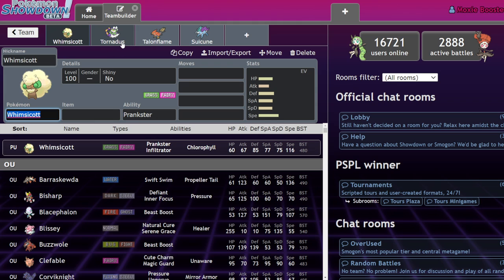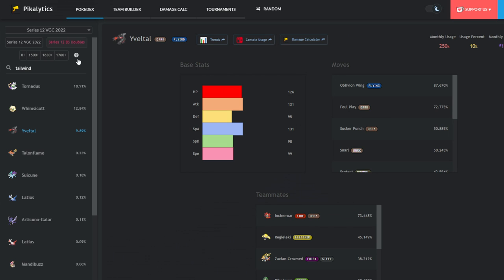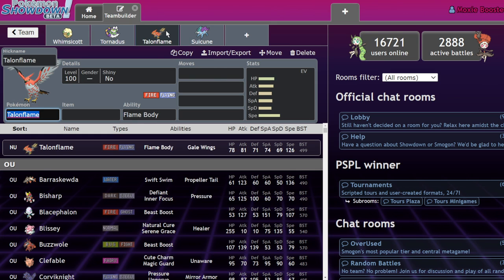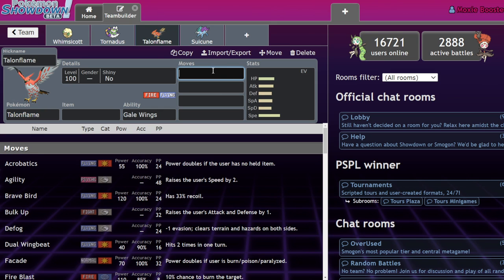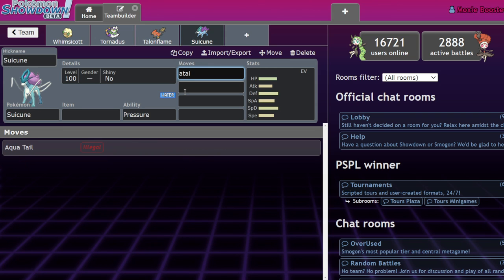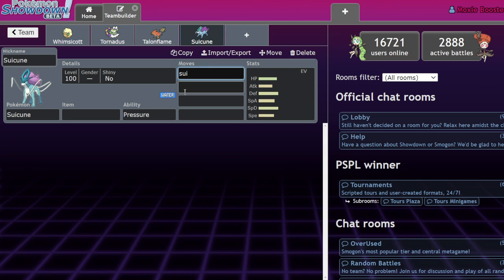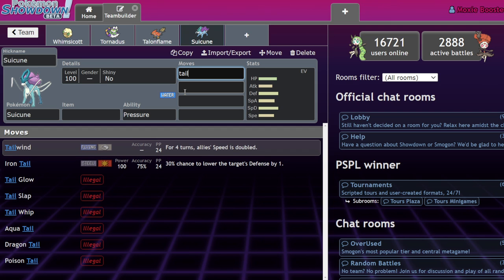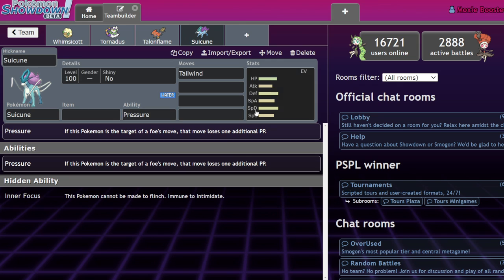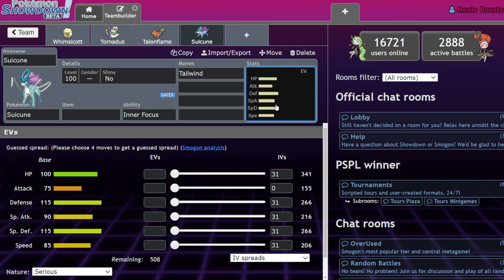But yeah, these are pretty much the 4 Tailwind Pokemon, and I would argue that these are the 2 actual Tailwind Pokemon, because you actually see these 2 Pokemon, and then it drops off considerably with Talonflame and Suicune being at less than 1% usage, because Talonflame's immediate Tailwind is conditional on it having full HP, and Suicune doesn't have immediate Tailwind. Why am I typing Suicune here? It has very, very reliable Tailwind. It still only has 3 turns, but it can't be flinched with Inner Focus, and that's the reason people run it.